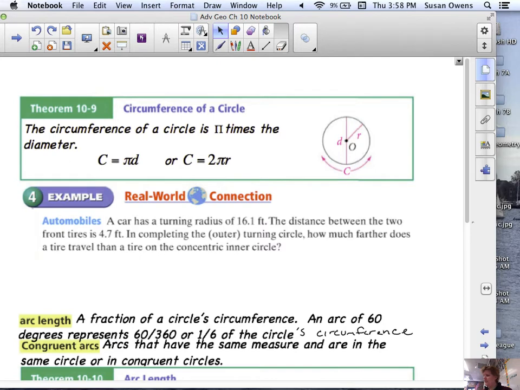I'm going to do the next example in class. So a car has a turning radius of 16.1. The distance between the 2 tires is 4.7. In completing the outer turning circle, how much further does the outer tire travel on the concentric inner circle? So basically, if we have this car and it does a complete circle, how much further does the outer tire travel than the inner one?